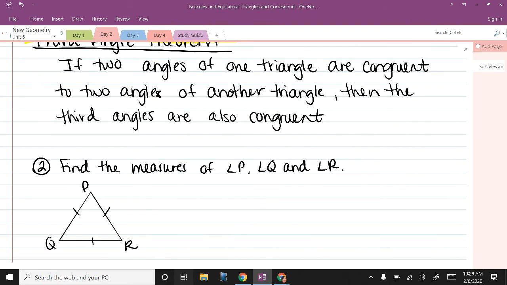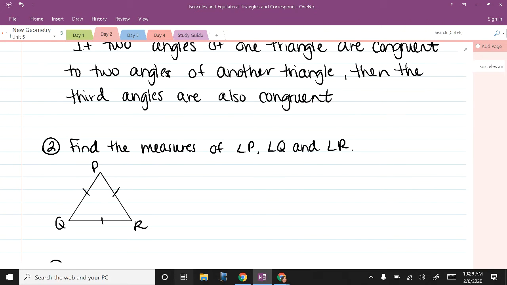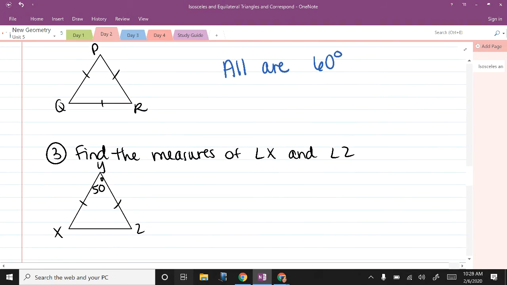All right, now let me just go ahead and say this. All right, this is simple. Find the measures of angle P, Q, and R. All right, because what kind of triangle is it showing? Equilateral, and we know if it's equilateral, it's also equiangular, and we already talked about the measures of the interior angles of an equiangular triangle. They are what? All 60 degrees. And 60 plus 60 plus 60 equals 180.